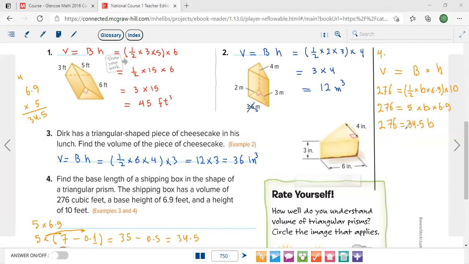gives 34.5b. This is a multiplication equation, so we must use division. So b equals 276 divided by 34.5. And 276 divided by 34.5 will give you 8. 8 what? 8 feet.